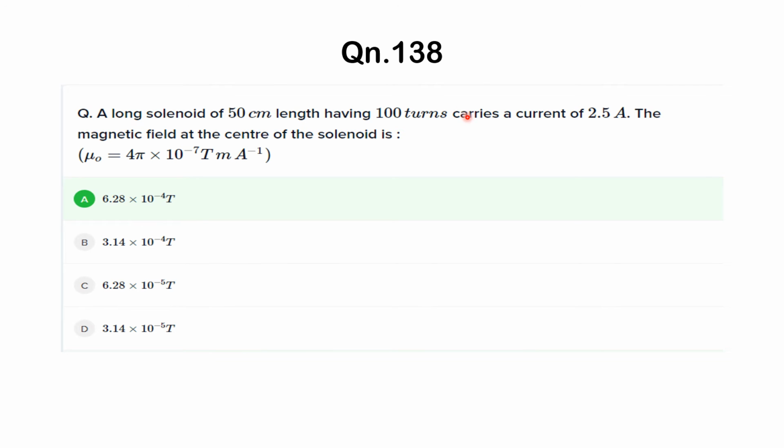Let's go to the next question. Question number 138, a physics question. A long solenoid of length 50 cm with 100 turns carries a current of 2.5 ampere. The magnetic field at the center of the solenoid is what they have asked. The answer is option A.